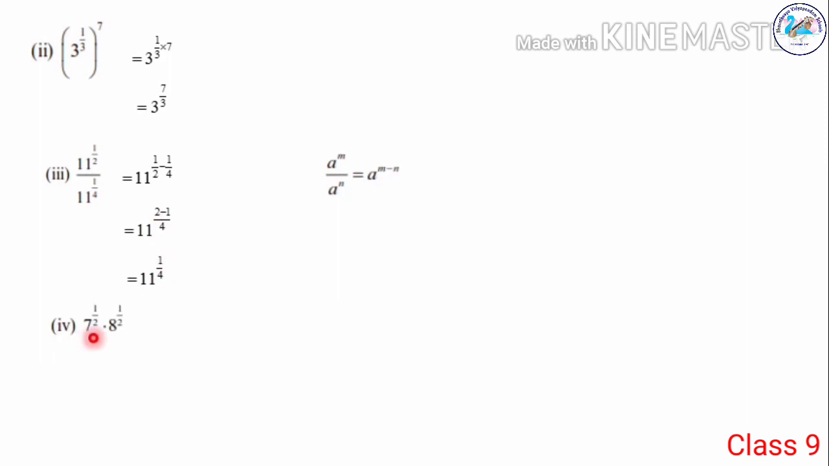Question number 4. 7 power 1 by 2 into 8 power 1 by 2. Here when you check, the bases are different, 7 and 8, and the powers are same. So we can use the formula a power m into b power m is equal to ab the whole power m. Means we can take the power as common power for both a and b. That means here we can write it as 7 into 8 the whole power 1 by 2. So 7 into 8 is 56 the whole power 1 by 2. So 56 the whole power 1 by 2 is the simplified form.